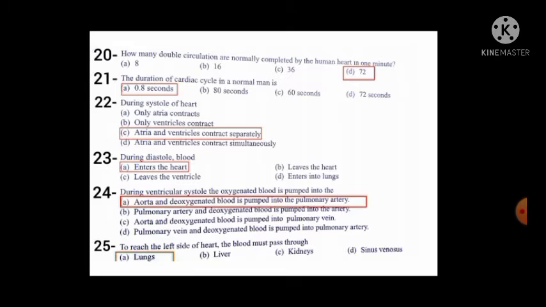To reach the left side of the heart, the blood must pass through the lungs. From the pulmonary vein, it comes towards the heart into the left atrium.